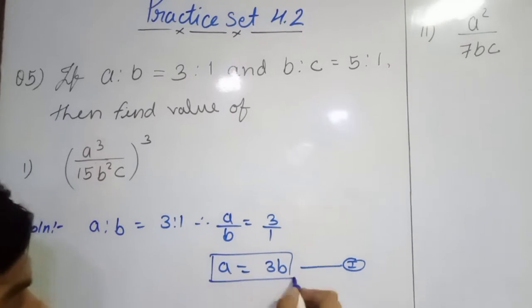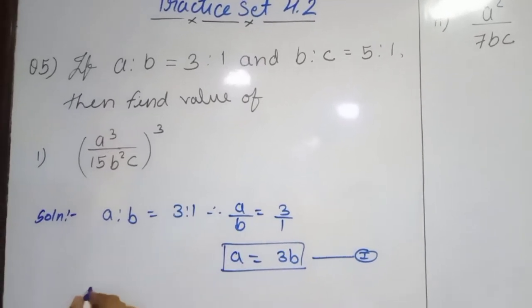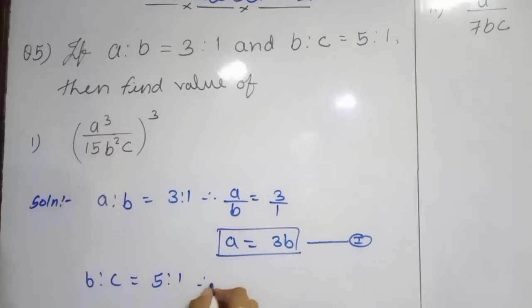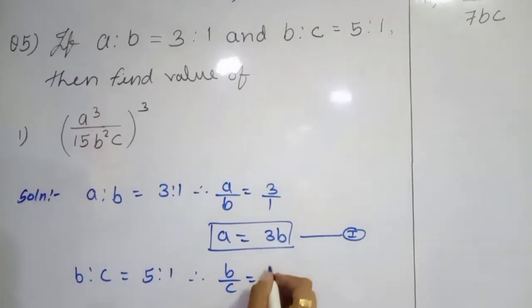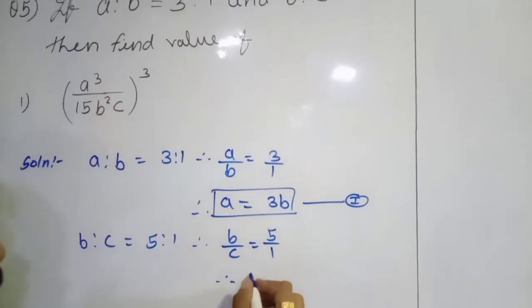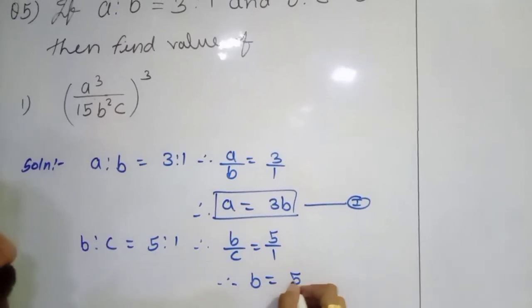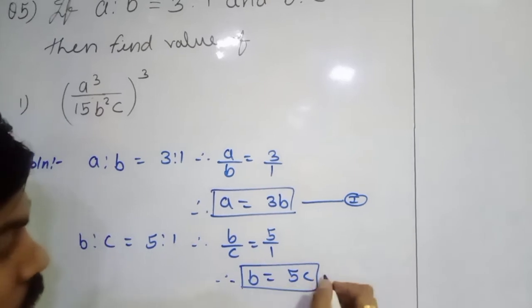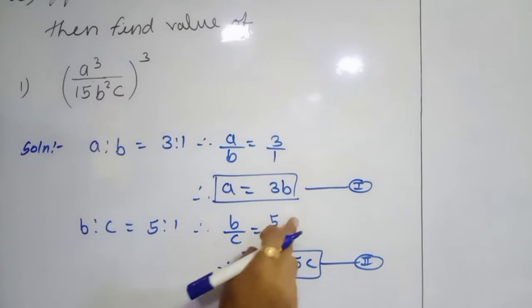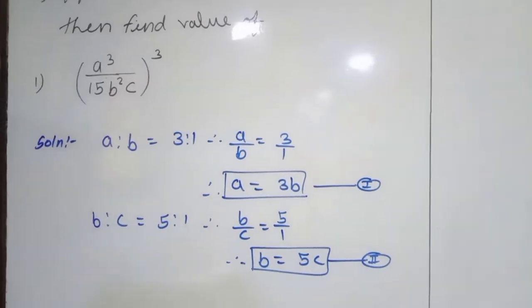Second, we have B is to C equal to 5 is to 1. Therefore we can write B upon C is equal to 5 upon 1. So B is equal to 5C. That is equation number 2. 1 into B becomes B, C into 5 becomes 5C.